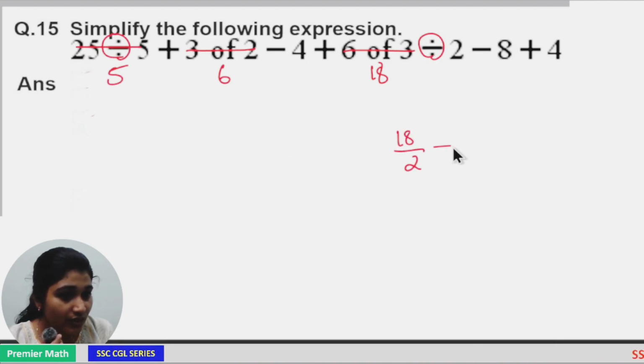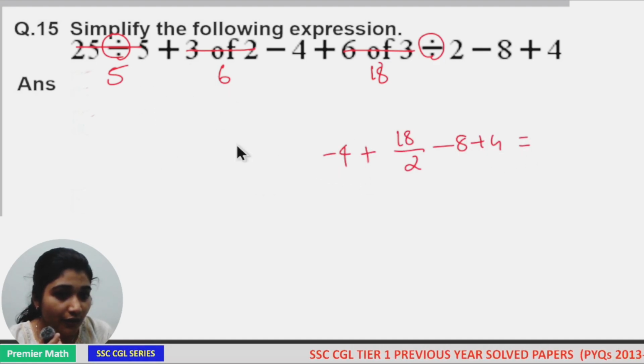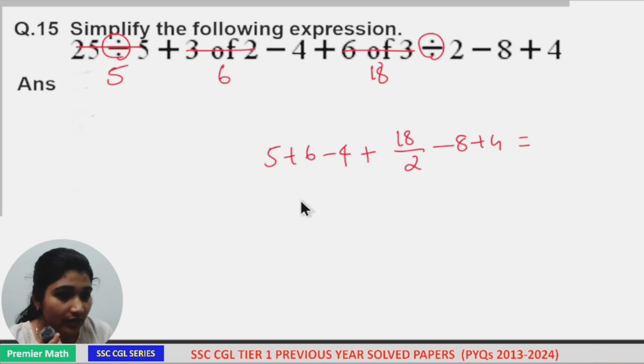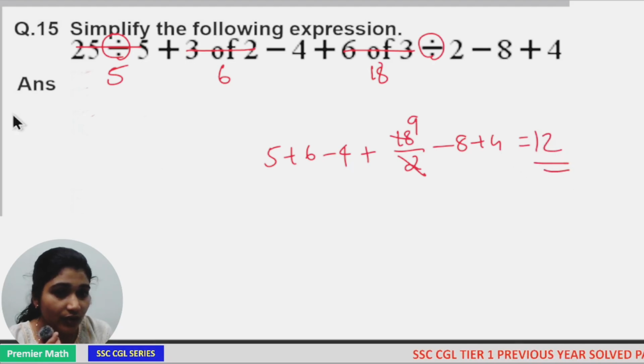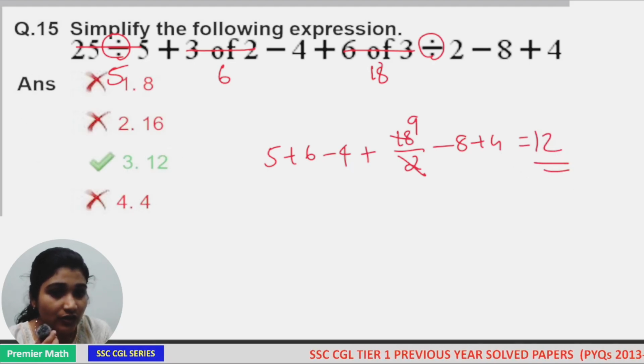18 by 2. Here minus 8 plus 4. And here we have minus 4, 5 plus 6. So this will become 2 goes 9 times in 18, 5 plus 6, 11, 11 plus 9, 20, 20 plus 4, 24. 24 minus 12 is equal to 12. So option 3 is your answer.